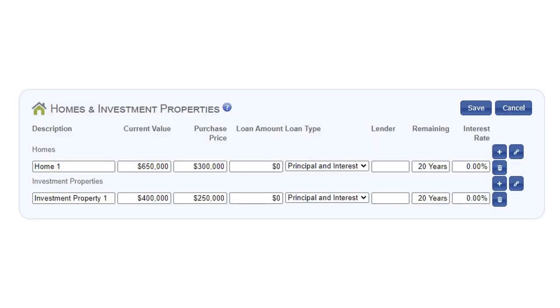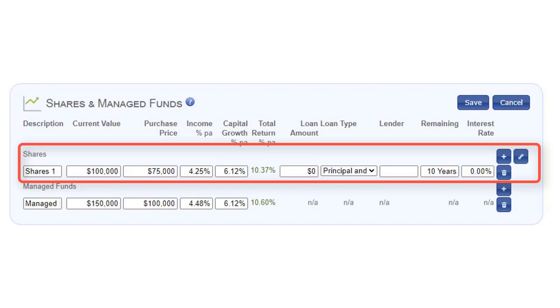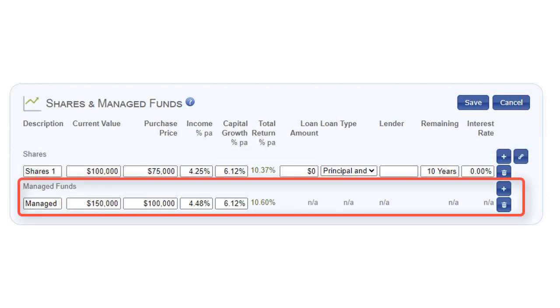John owns his own home without any debt. He also has a debt-free investment property. Apart from the money in the transaction account, a separate account has been set up to hold some cash reserves separate to other investments. John has investments in both shares and managed funds.